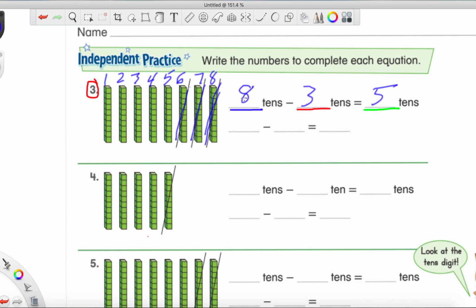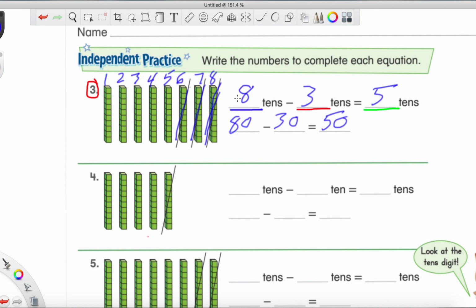And if we want to rewrite this as the big numbers, right? Because we're working with big numbers, not ones. So 8 tens is 80. 3 tens is 30. And 5 tens is 50.